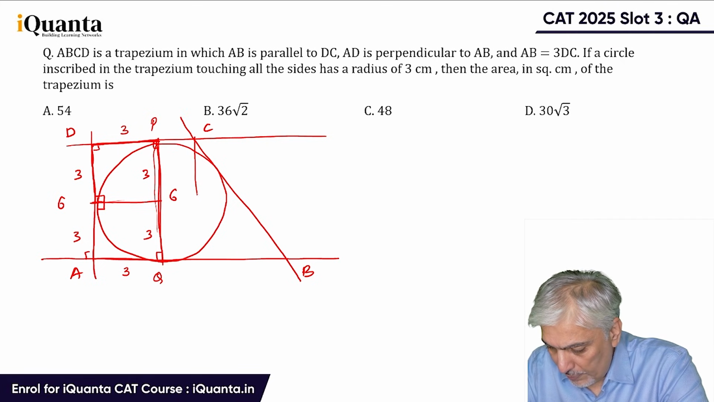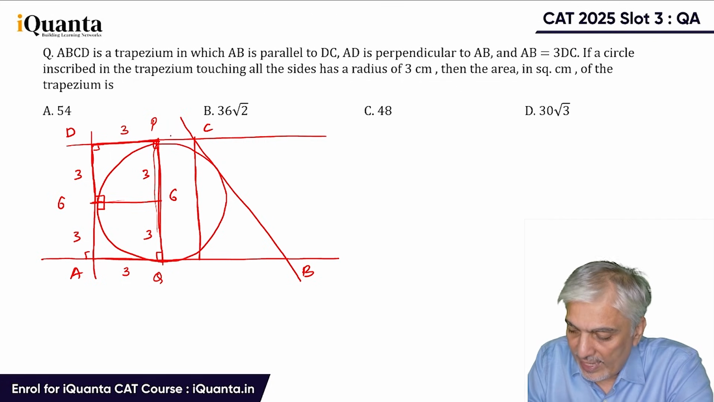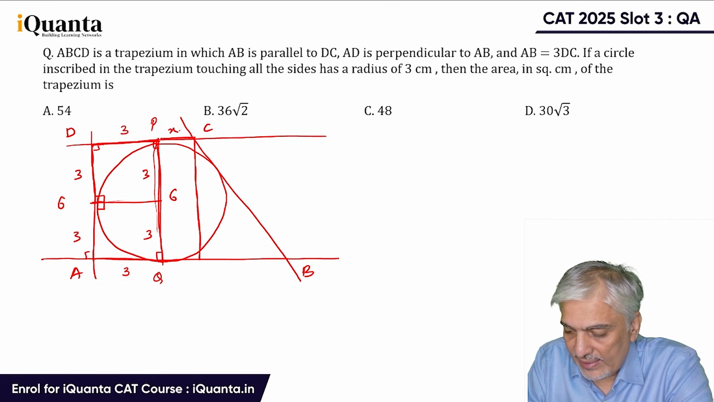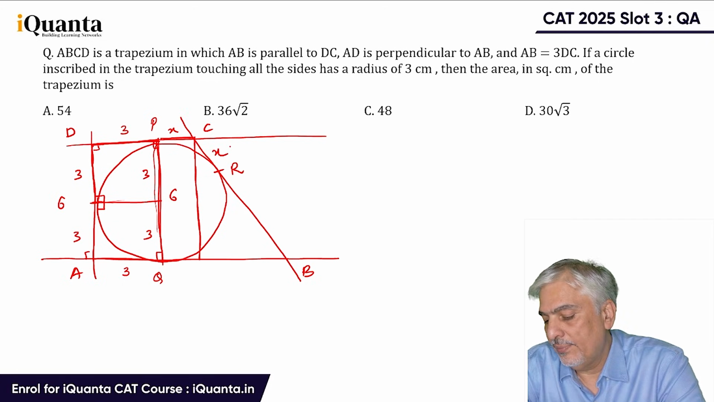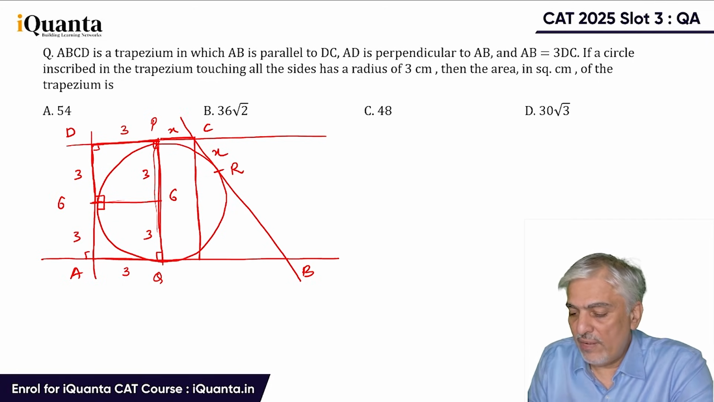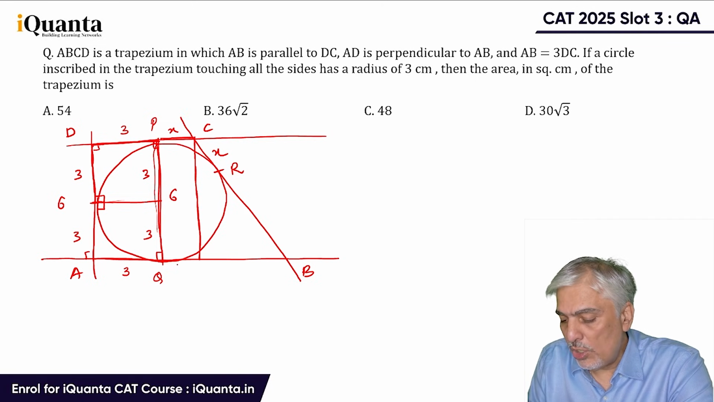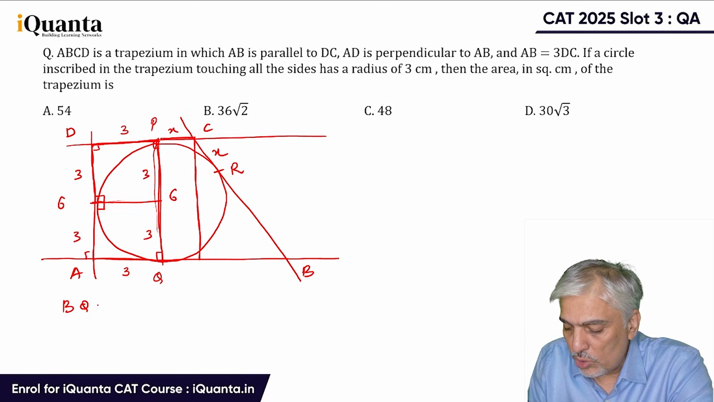If I had dropped a perpendicular from here, which I told you right at the start, and I take this much as X, let's call this point R. So CR will also be X, right? Now we have a very important property. CP is equal to CR. Similarly, BQ is also equal to BR.